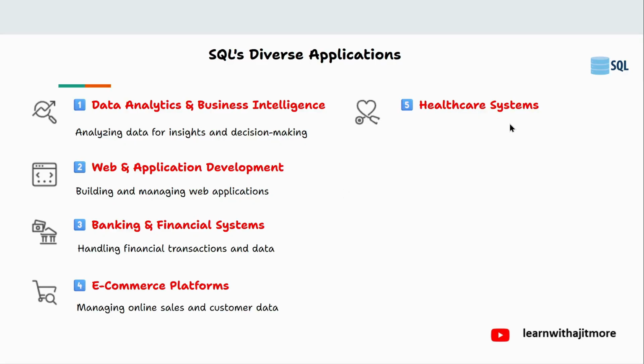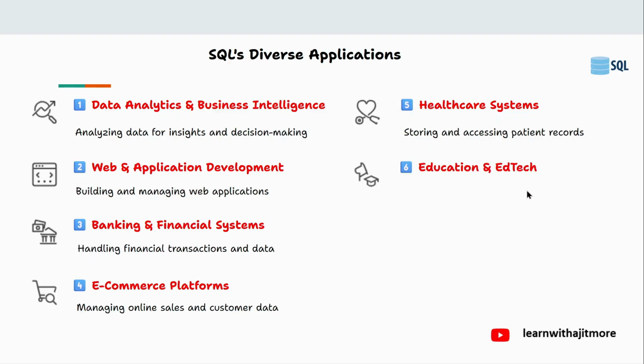Healthcare you can take. Healthcare means it can be insurance also. It can be hospitals also, the patient's data, their history data, then their doctor's data, their medicines data, so many things are there. So storing and accessing patient's records.